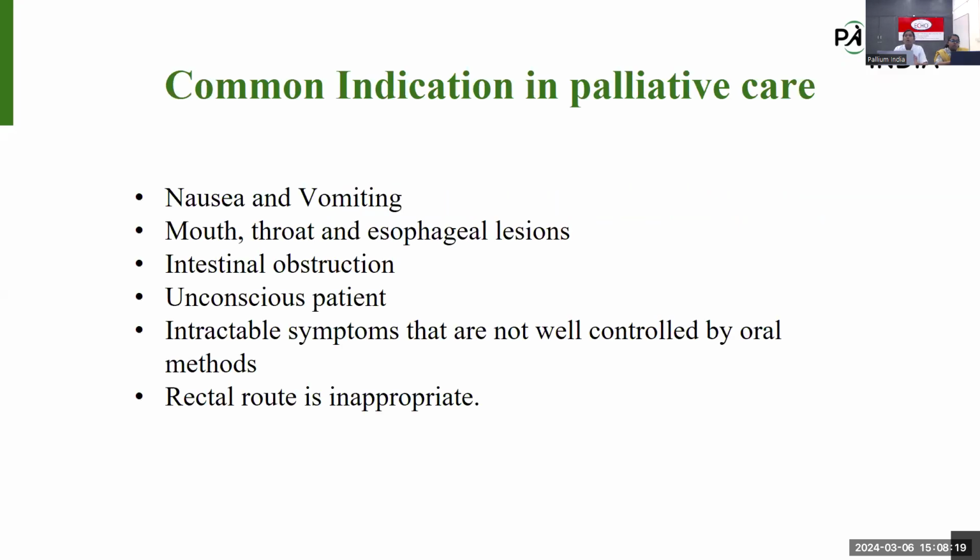Let's see. The common indications in palliative care include, first, nausea and vomiting. We know most of our palliative care patients are cancer patients, and they are receiving chemotherapy and radiation. After that, they may experience severe nausea and vomiting. Due to the continuous chemo, it is a little bit difficult to access a patent IV line. In that situation, if the patient is having dehydration, we can choose a subcutaneous infusion site.